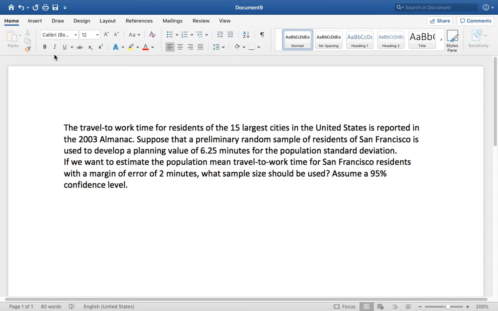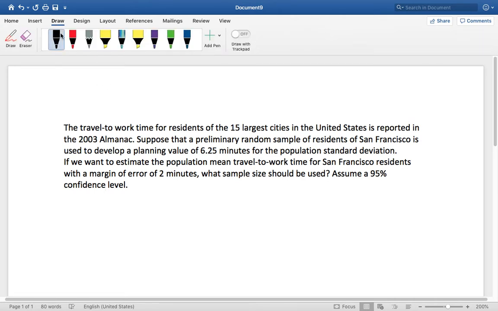If we want to estimate the population mean travel to work time for San Francisco residents with a margin of error of 2 minutes, what sample size should be used? Assume a 95% confidence level. So this question is asking us to come up with a sample size. We want to find the sample size n. That is what we actually want to find.